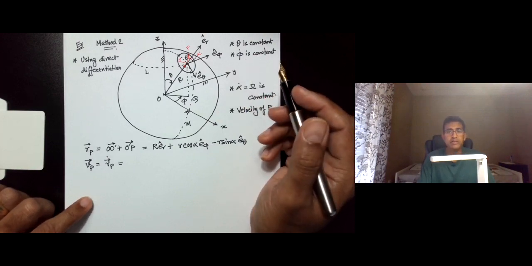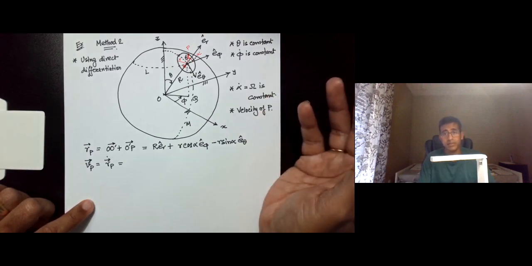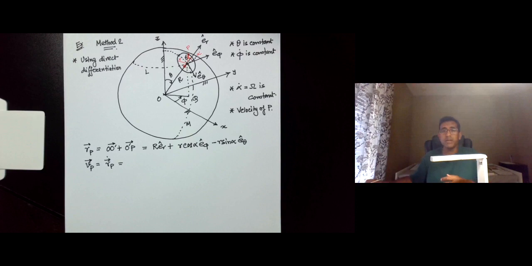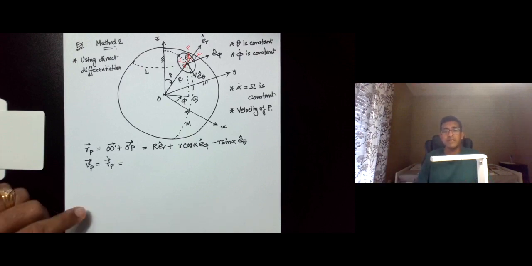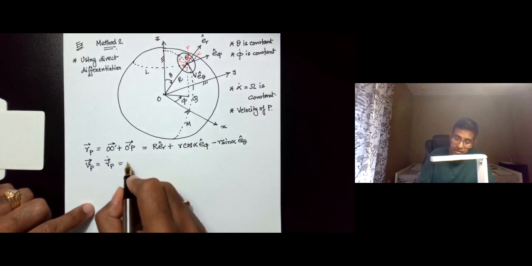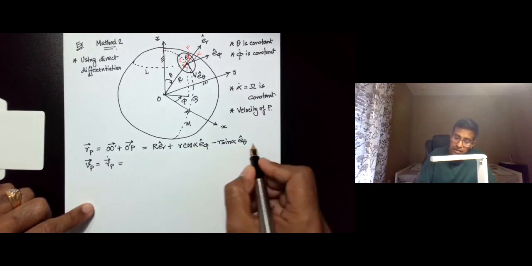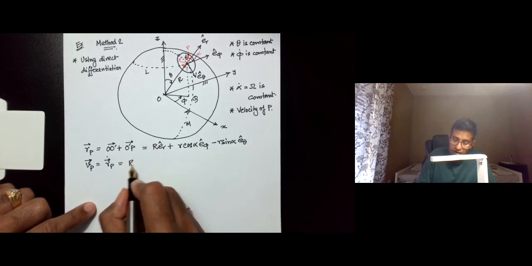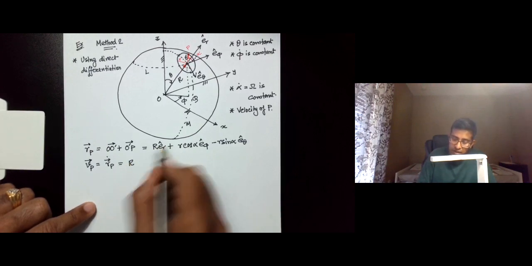Unit vectors by definition do not change magnitudes, so their time derivative cannot have a change in magnitude, but their time derivative can have a change in direction, because in this case the direction does change. So what we'll do is differentiate this with respect to time. Capital R does not change, so R does not have a derivative, but ER does.